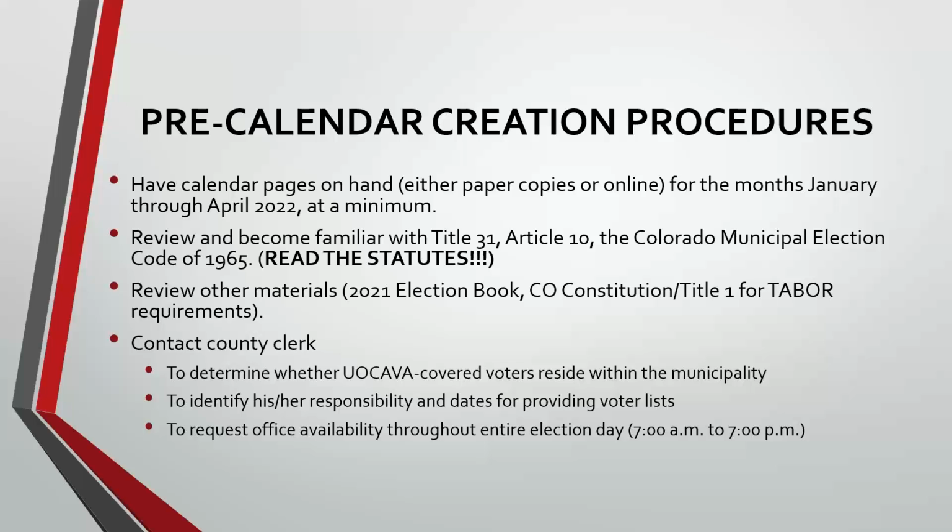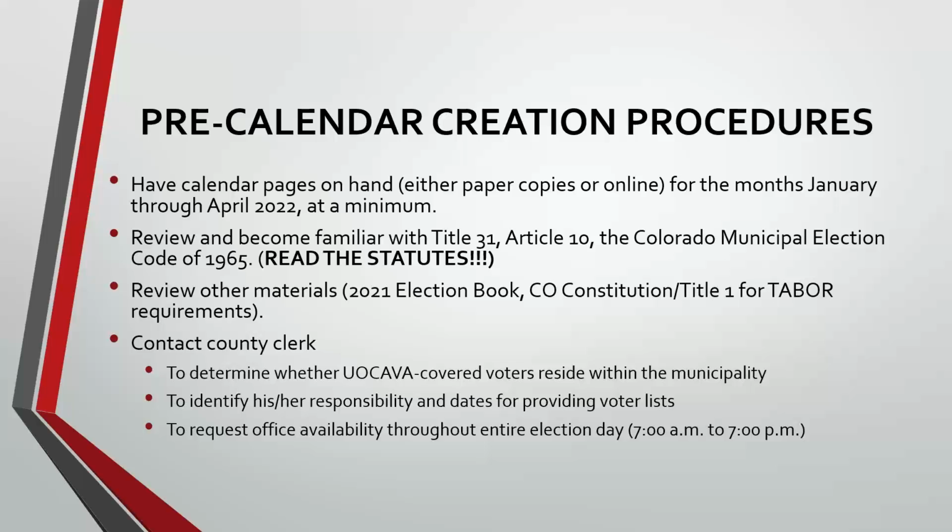The second thing you need to do, and believe me, I was teased unmercifully at our conference, because this is what I always say: you want to review and become familiar with the laws governing elections. You cannot do your job unless you know what the job entails. And where you're going to find that information is in the statutes. So we've got Title 31, Article 10, the Colorado Municipal Election Code of 1965. If you're new to elections and have never read it, go ahead and read it. And like I like to say, again and again and again.